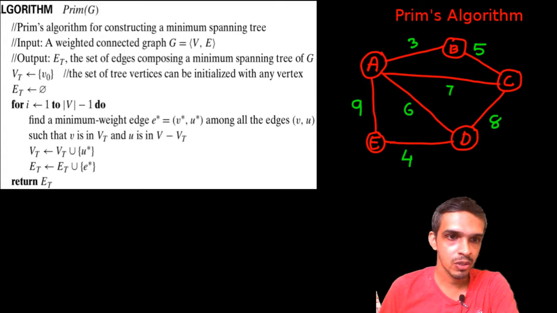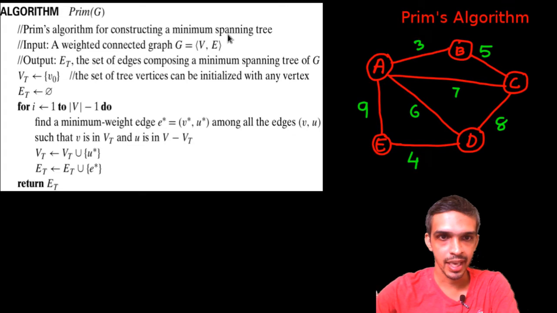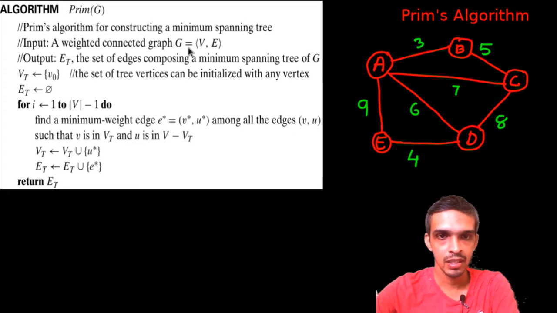Also, it is important to note that Prim's algorithm always yields a spanning tree, a minimum spanning tree. So, this shows the algorithm. The input is a weighted connected graph G, which is the ordered pair (V, E), which describes the set of vertices and edges. Output is E of T, a set of edges composing a minimum spanning tree of G.